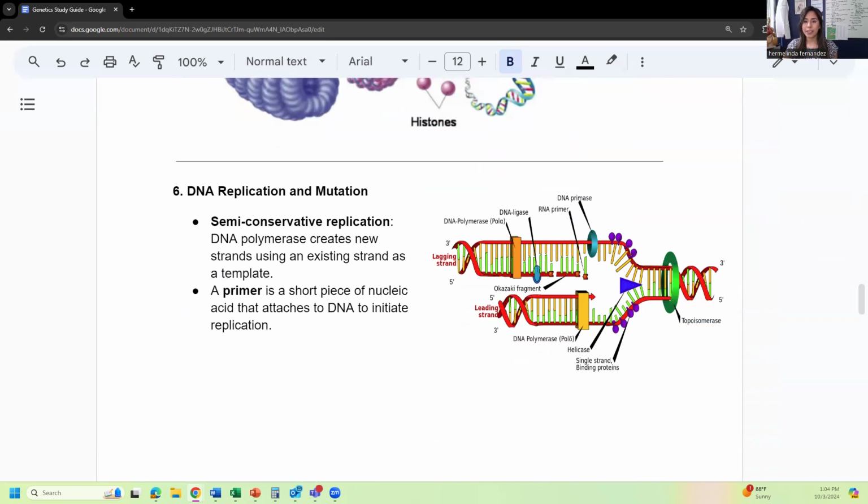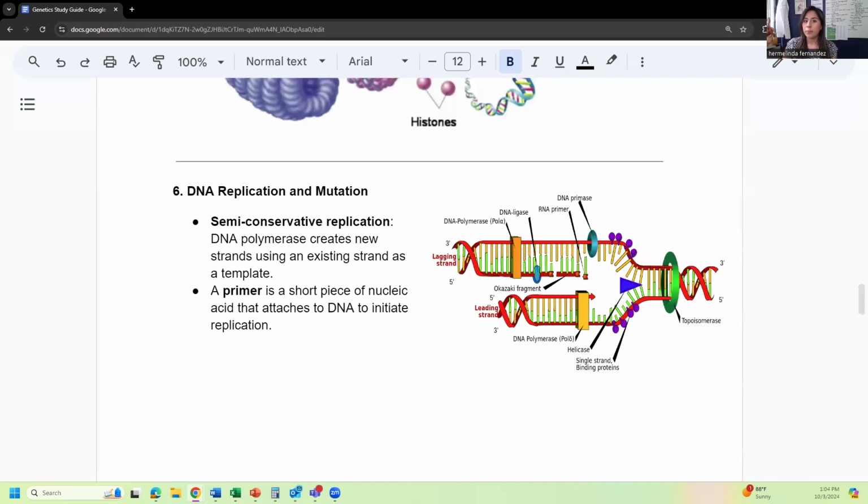Now, DNA replication and mutation. DNA replication is a semi-conservative process. This means that each new DNA strand contains one original strand. So it's pretty much just copying that template and pasting it over, okay? This is a really critical process.